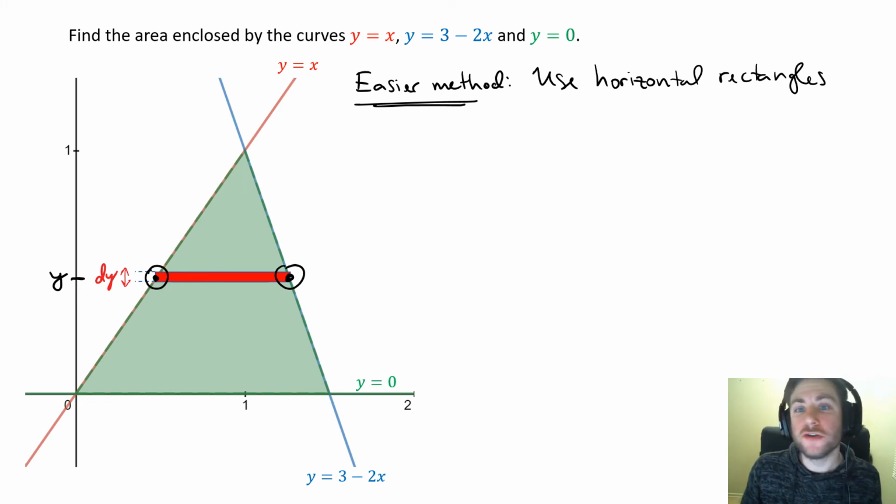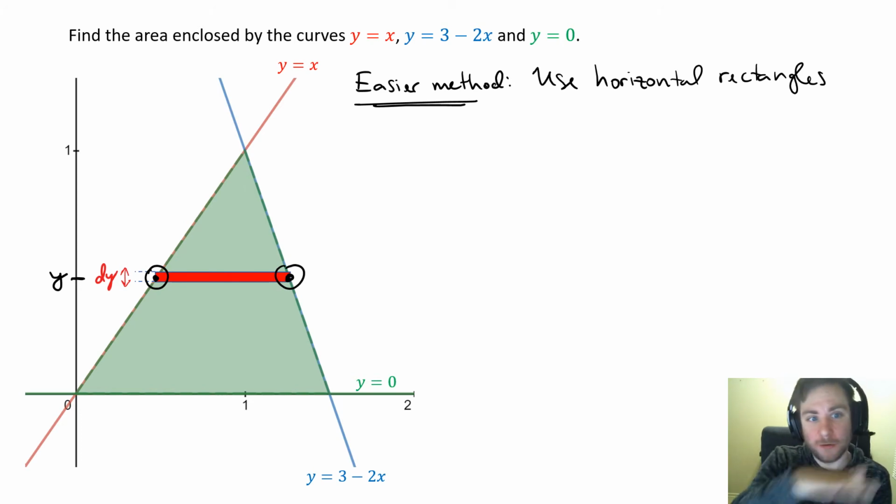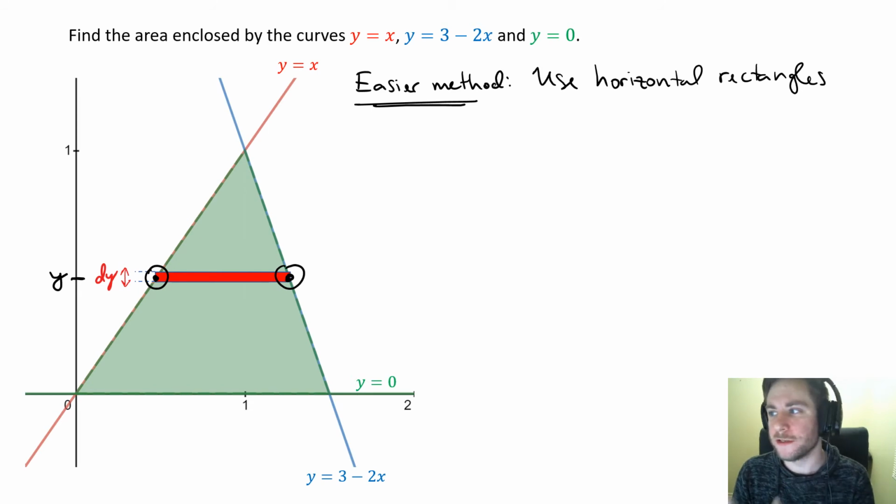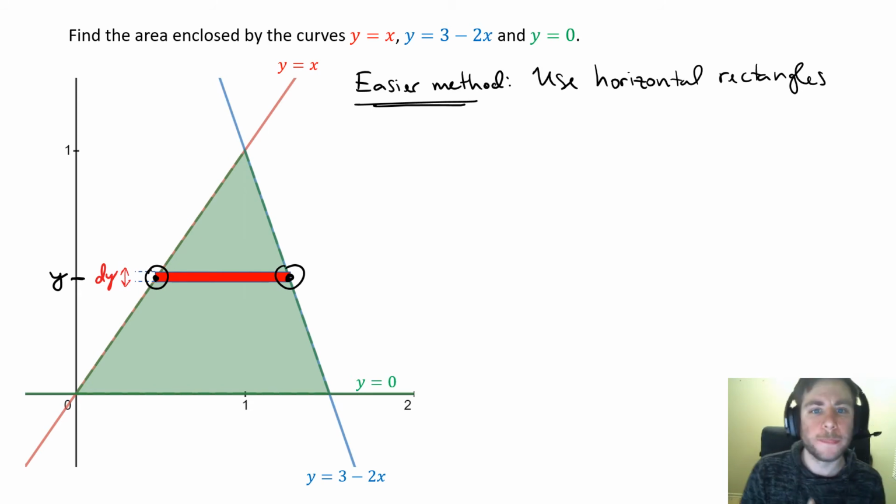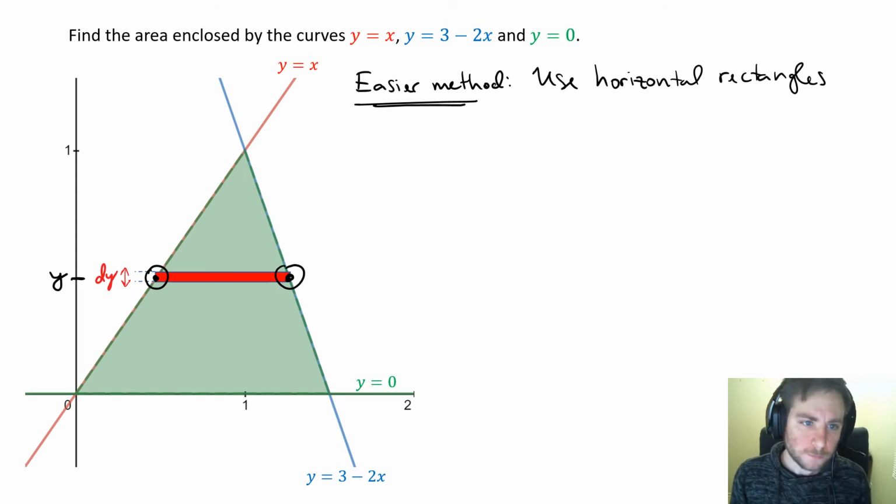And the same would be true for every other horizontal rectangle I build across this region. That's the case for this one sample, but if you drew any other horizontal rectangle anywhere in this region, it would always be the case that right is on blue and left is on red. And so that means we don't need to divide up the region like we did when we used vertical rectangles.